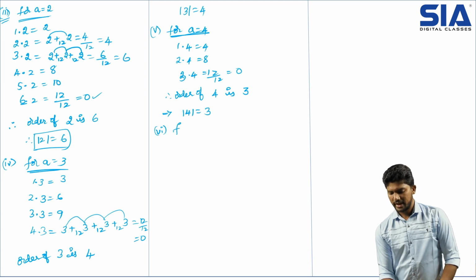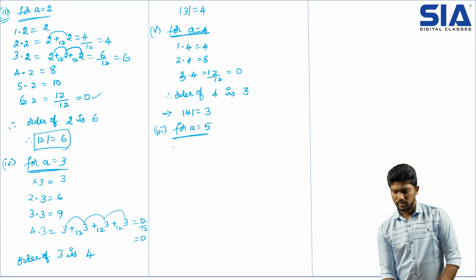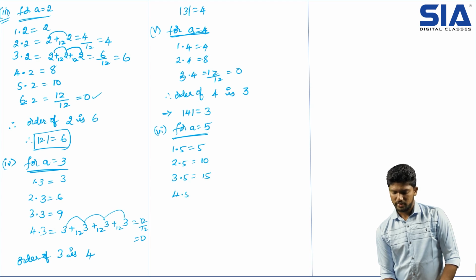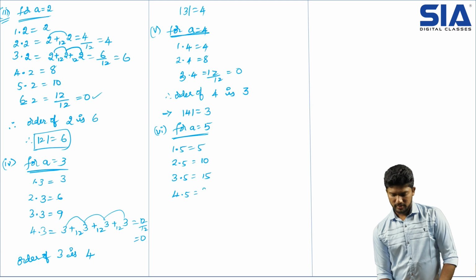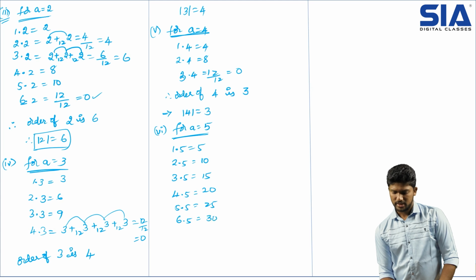In the next, sixth one, for a is equal to 5. Therefore 1 into 5 you will get 5, which is less than 12, and 2 into 5 is equal to 10. 3 into 5 is equal to 15. 4 into 5 is equal to 20. Next 5 into 5 is equal to 25. Next 6 into 5 is equal to 30.